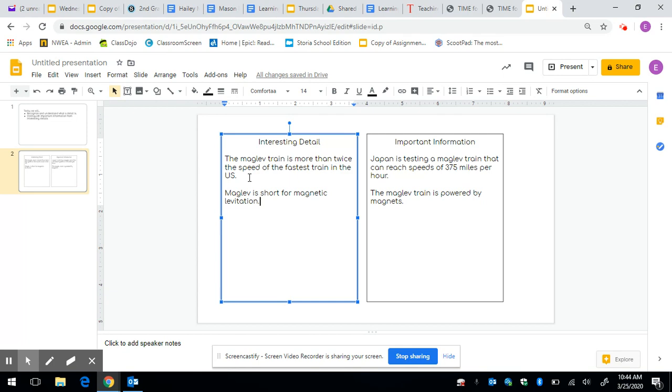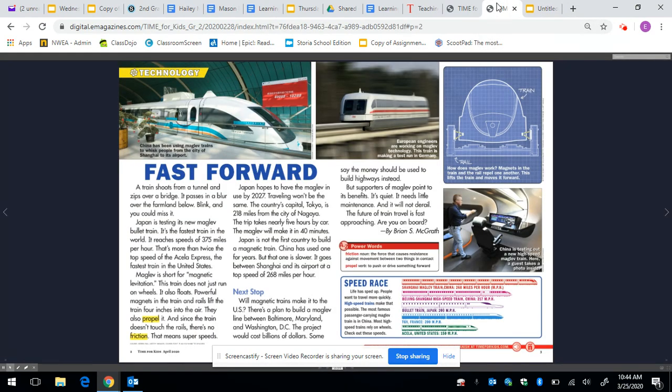Your job today is, I am going to include this article in our slide today for reading. I want you to finish reading the article, okay? And I want you to do the same thing I did. I want you to stop every now and again, and I want you to ask yourself, what is the important information? What was an interesting detail from this part? If you can't find one, that's okay, just move on.